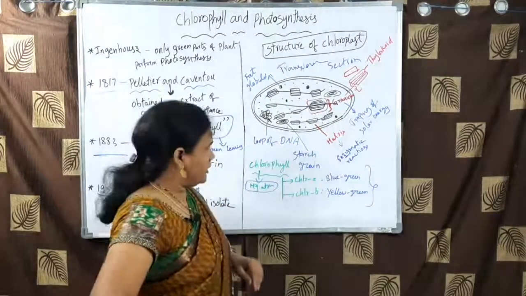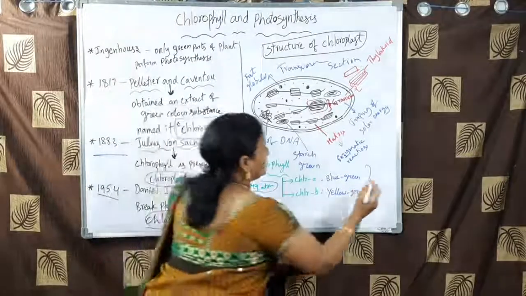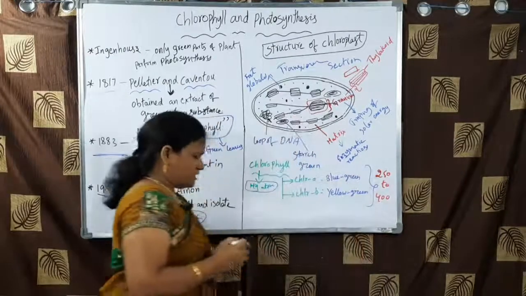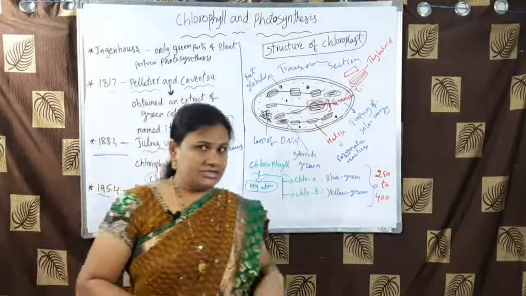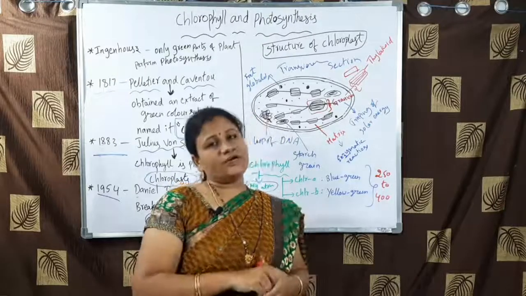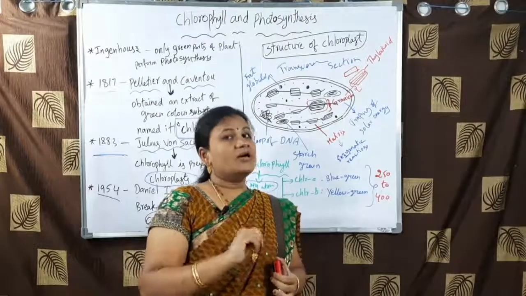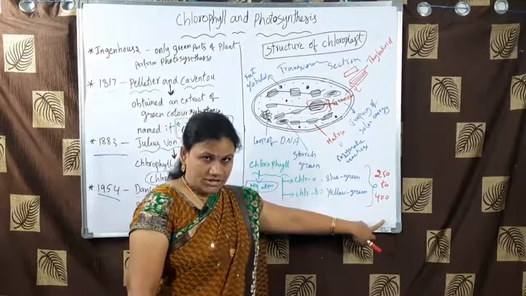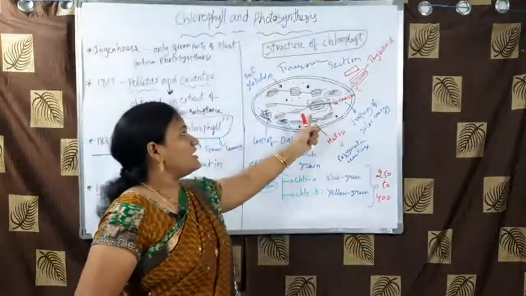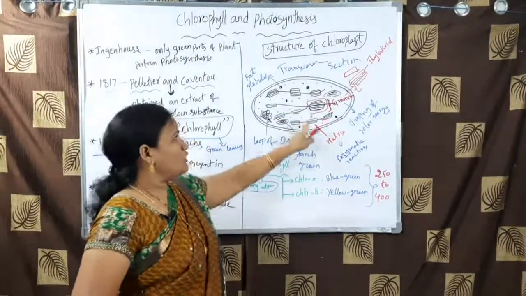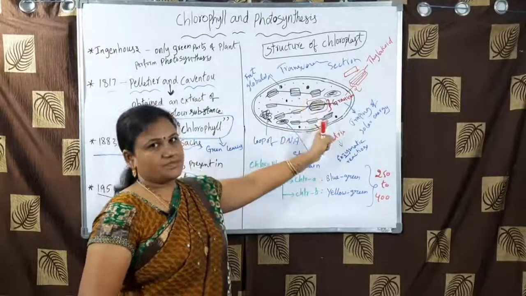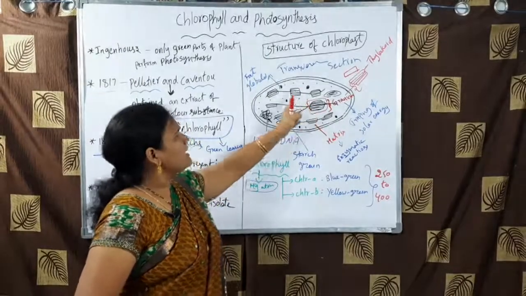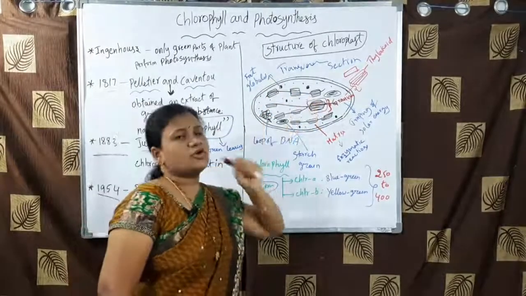So there are around 250 to 400 photosynthetic pigment molecules. That is nothing but chlorophyll molecules. 250 to 400 photosynthetic pigments, or chlorophyll molecules, are present in each granum. Okay, so there are several grana in the entire chloroplast.